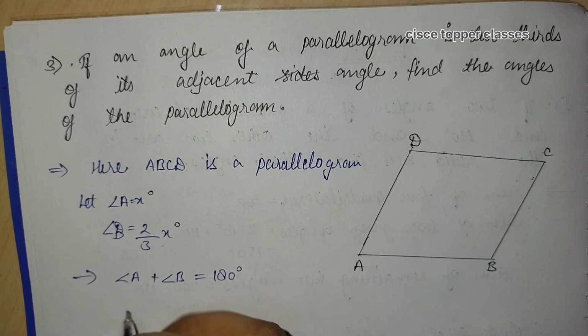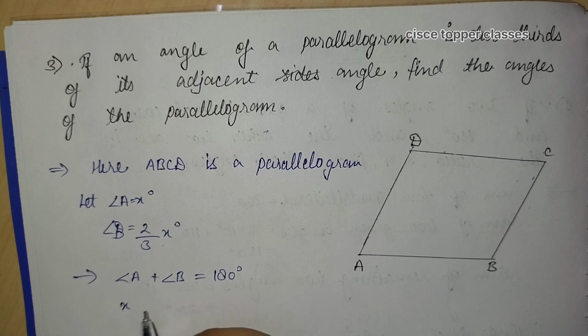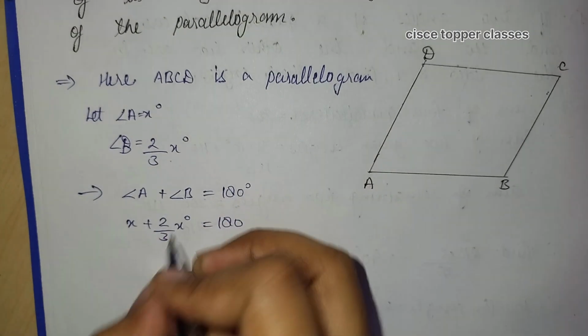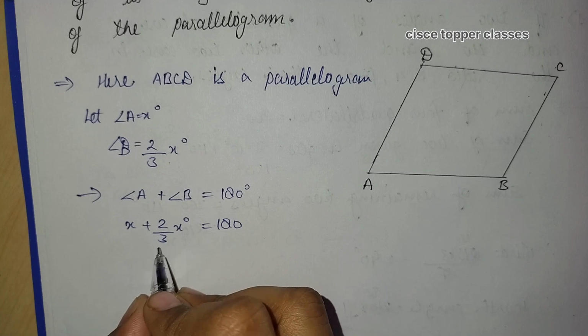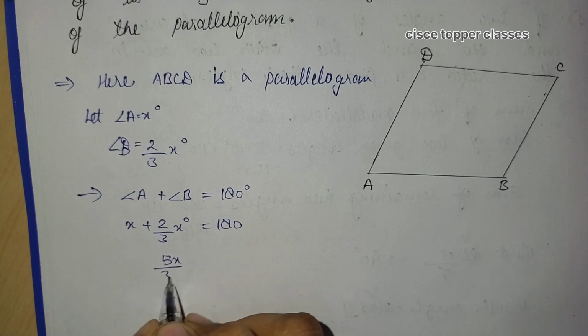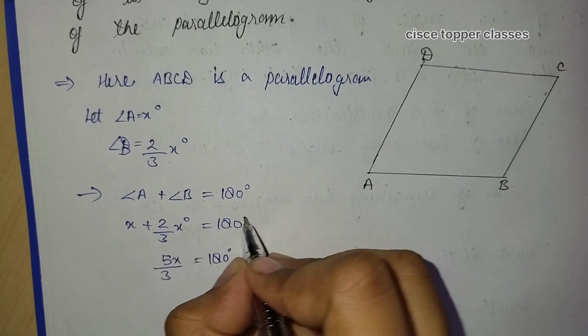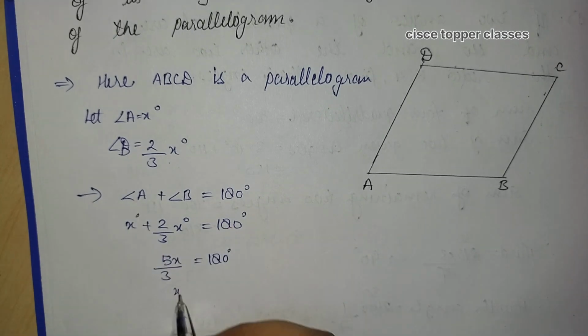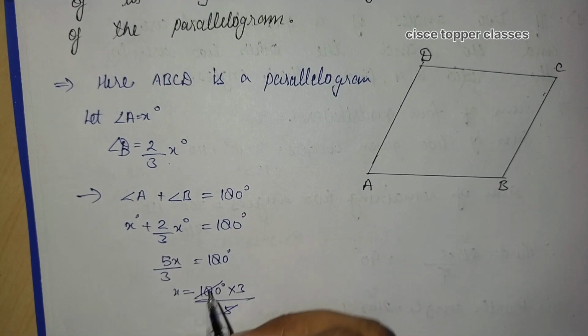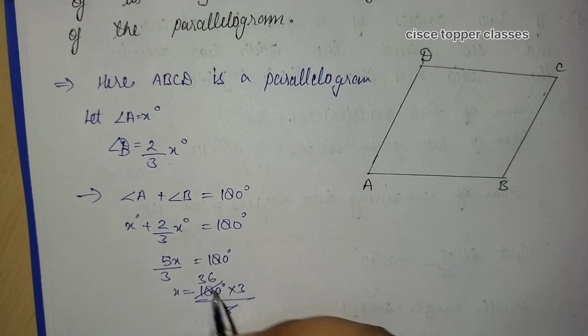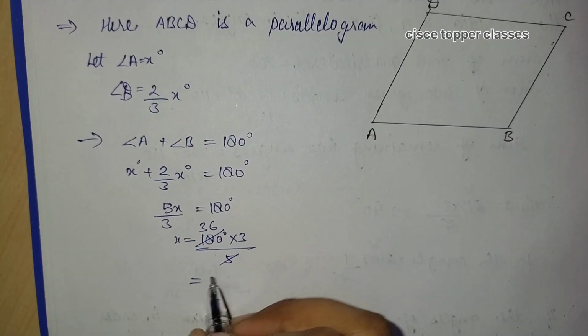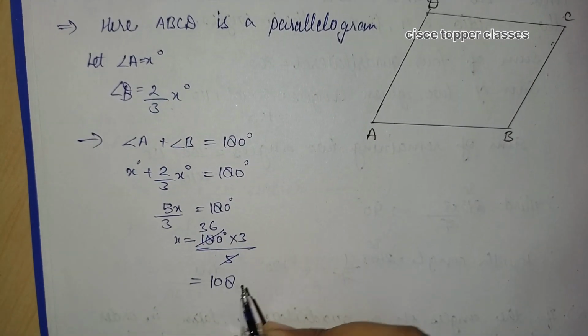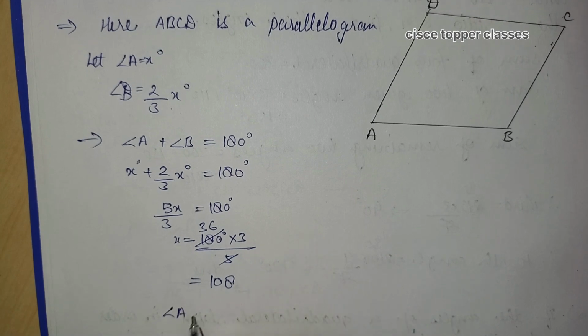So we can write, we will put the value of a and b here. x plus 2 by 3 x degree equal to 180 degree. We will add this part, and this will be 5x divided by 3 equal to 180 degree. From here we can write x is equal to 180 degree into 3 divided by 5. So this will cancel out, and we will get 36 here, and 36 into 3 will be 108. So from here we can write angle A is equal to 108 degree.